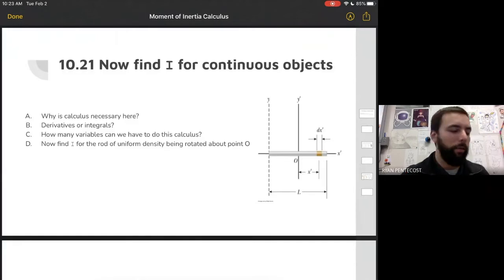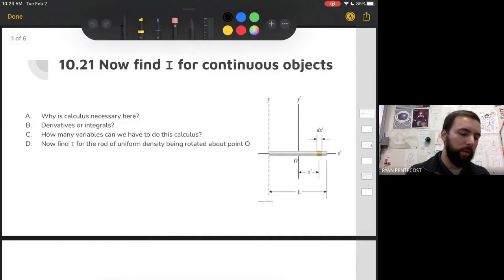Hi everyone. Today we are talking about the calculus component of solving for a moment of inertia. Before, we talked about how to find the moment of inertia for a system of particles. Now we're going to talk about continuous objects. So first, let's discuss why calculus is necessary here.